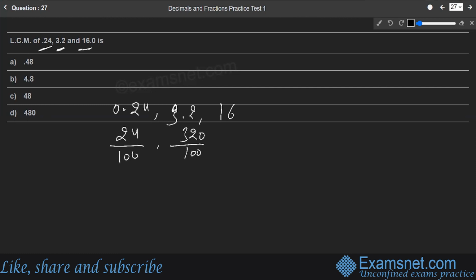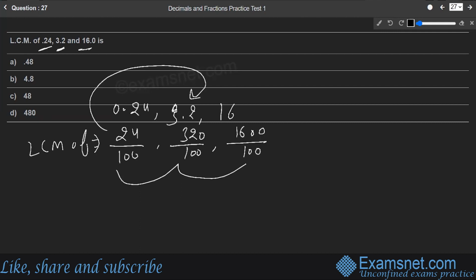We are keeping the denominator the same, and 16 can be written as 1600 divided by 100. We are trying to keep the denominator the same so that the LCM of the denominators is not supposed to be taken. Now clearly we are supposed to find the LCM of these numbers, which will be equal to the LCM of the decimal numbers given above. So obviously the denominator is 100 itself.